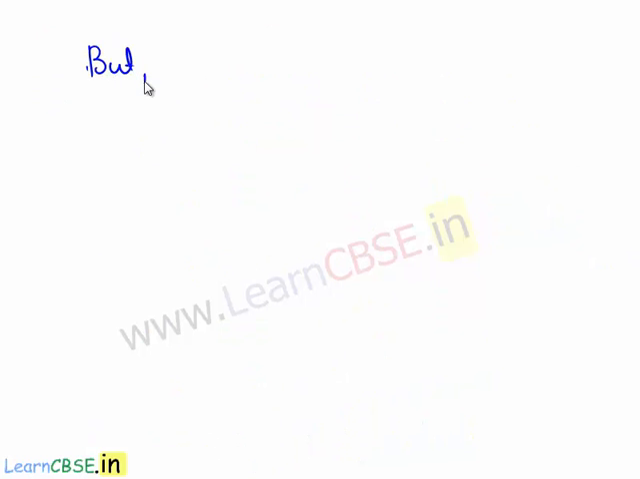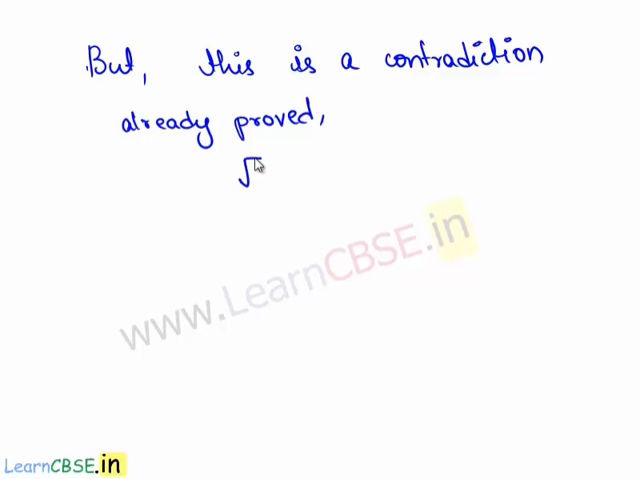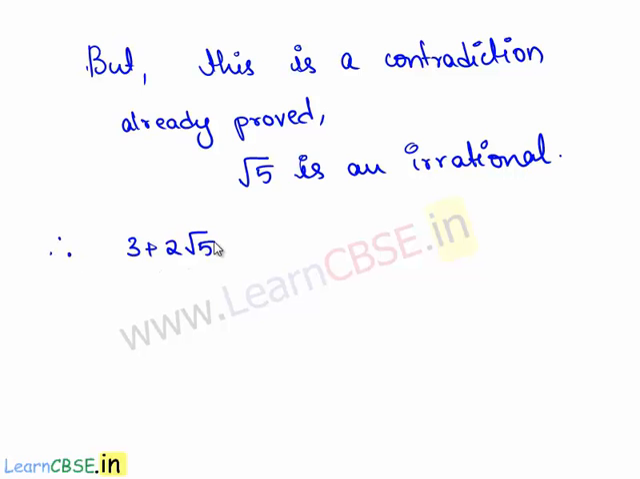But this is a contradiction because we have already proved that root 5 is an irrational number. The obtained contradiction is due to our wrong assumption that 3 plus 2 root 5 is a rational number. Therefore, 3 plus 2 root 5 is also an irrational number.